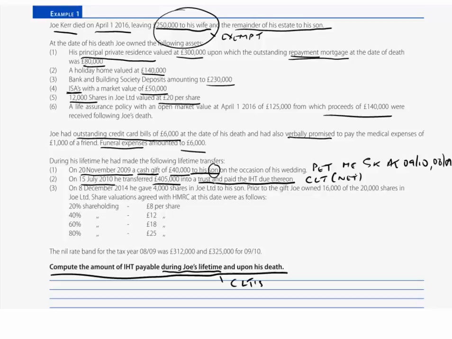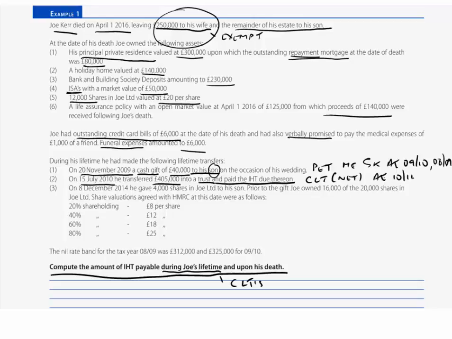Now it's July 2010. So we've already used the annual exemption from 09-10, but this, of course, 15th of July 10, is 10-11. So we will therefore now be able to reduce the transfer of value by the annual exemption for the 10-11 tax year. July 10 falls in the 10-11 tax year. We've already used 09-10, nothing unused brought forward from the previous year.